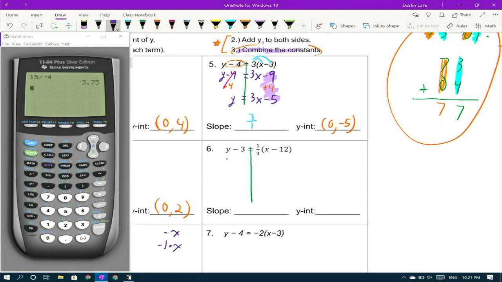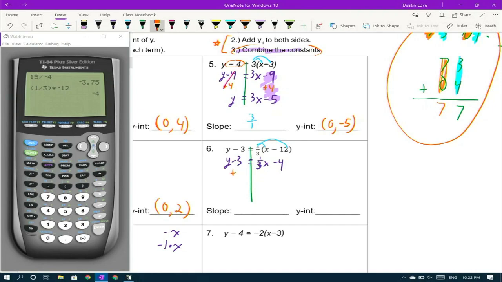The left side gets written down, y minus 3 equals. Now we're going to do our step here. We're going to distribute that. 1/3 times x is 1/3 x. 1/3 times negative 12. Now, if you don't remember that, you can always just type it. 1/3 times negative 12 will be negative 4. That's effectively the same thing as dividing by 3.